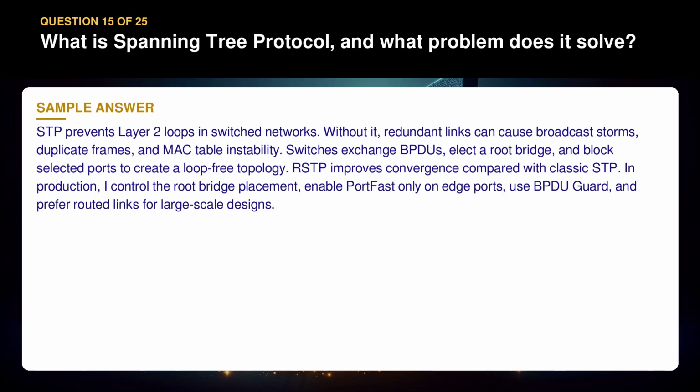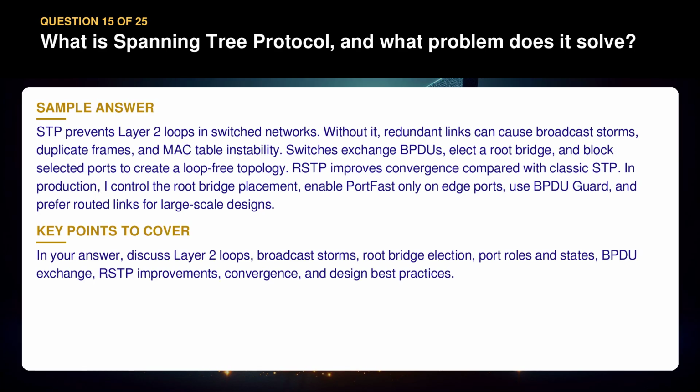In production, I control the root bridge placement, enable portfast only on edge ports, use BPDU guard, and prefer routed links for large-scale designs. In your answer, discuss layer 2 loops, broadcast storms, root bridge election, port roles and states, BPDU exchange, RSTP improvements, convergence, and design best practices.